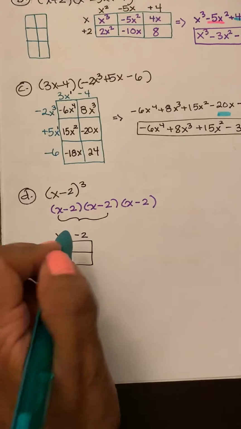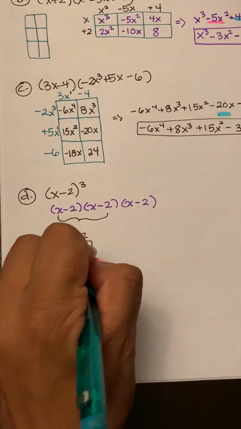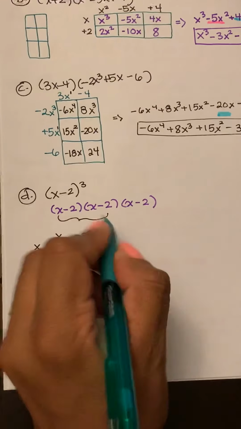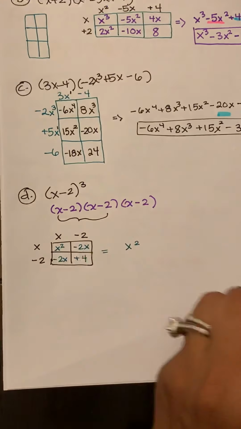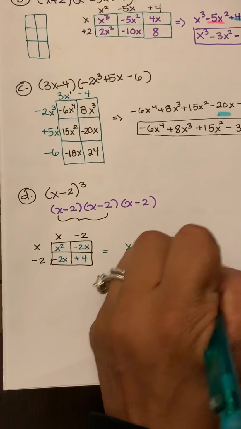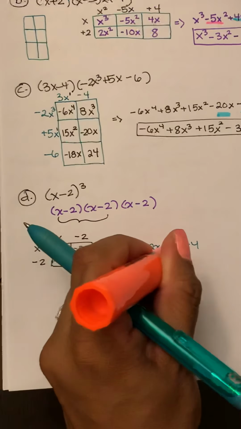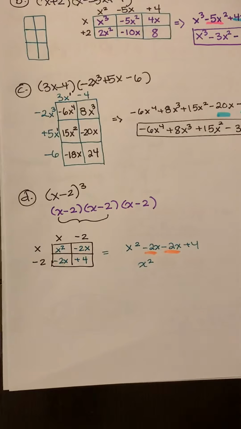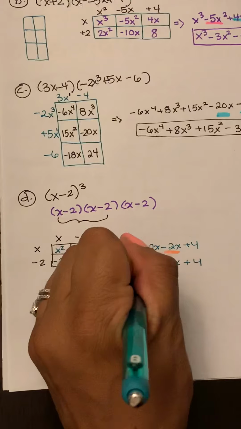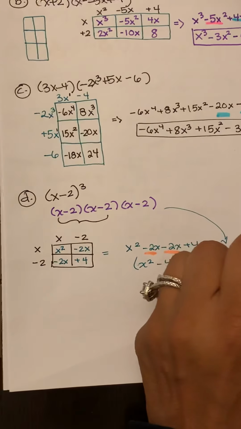All right, so x times x is x squared. X times a negative 2 is negative 2x. Here we end up with negative 2x again and a positive 4. Okay, so I'm going to write it down. X squared minus 2x plus 4. X squared, I can combine like terms here. Minus 4x plus 4. Okay, so now I'm dealing with this and bring this down, x minus 2.